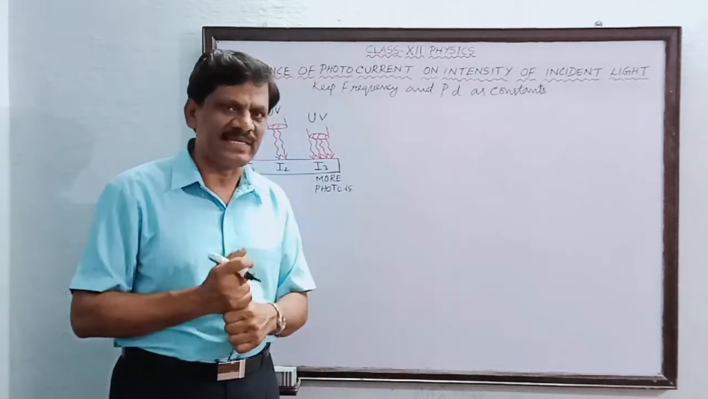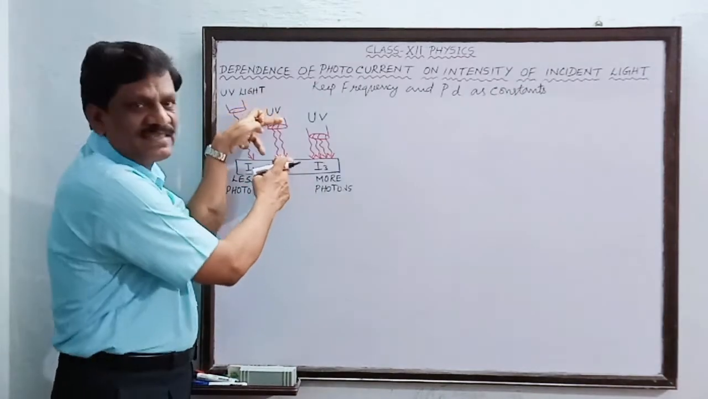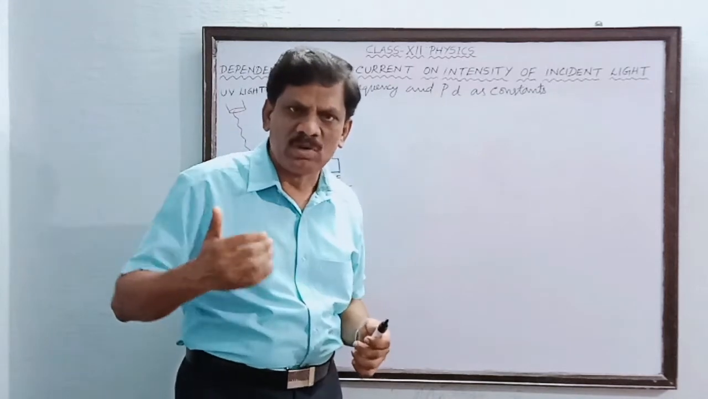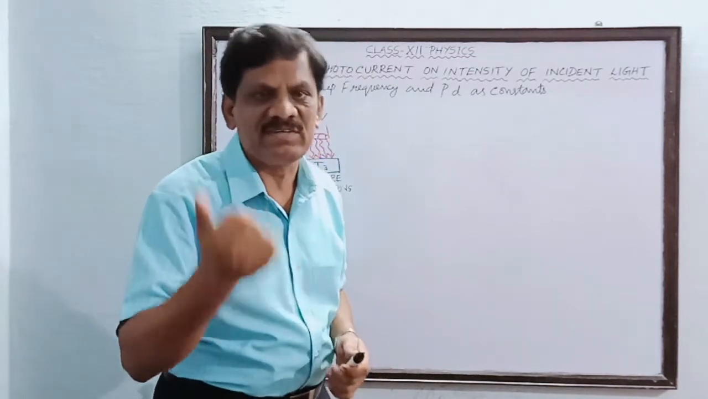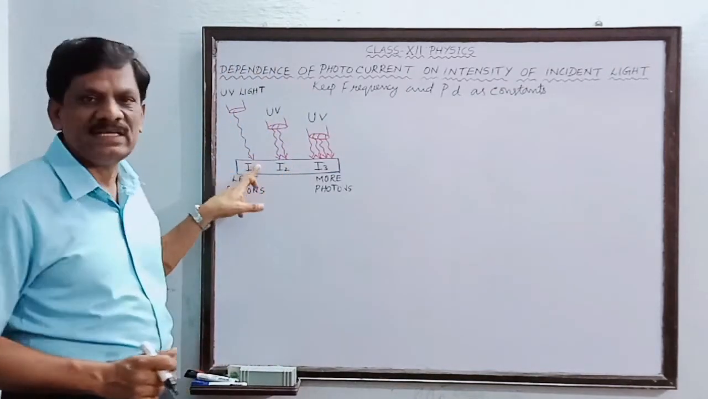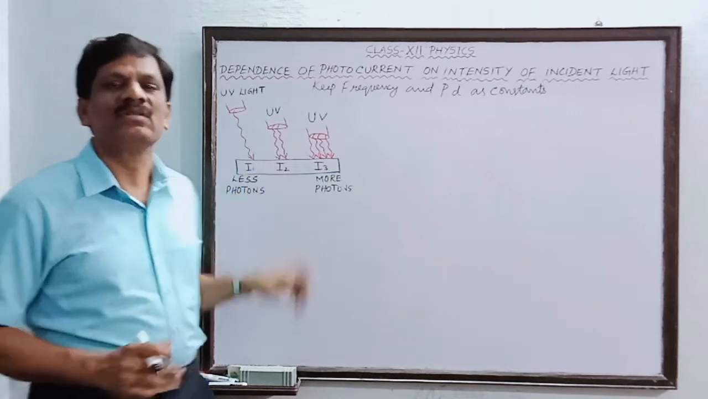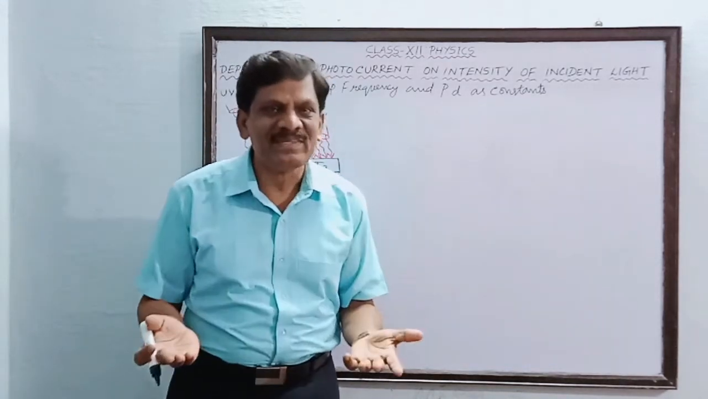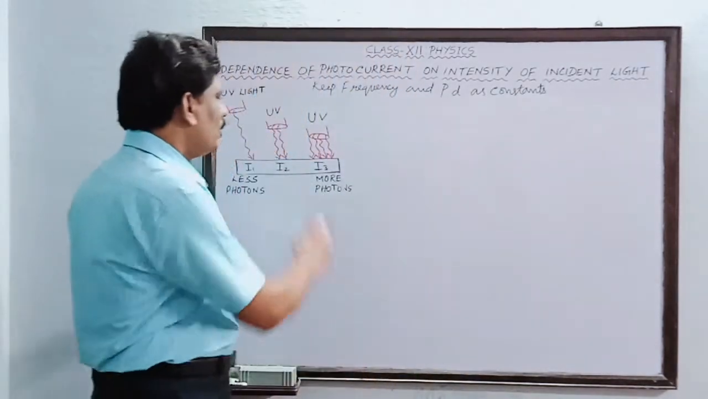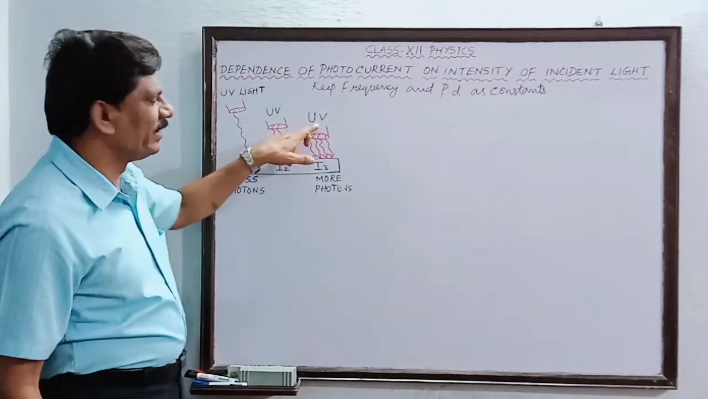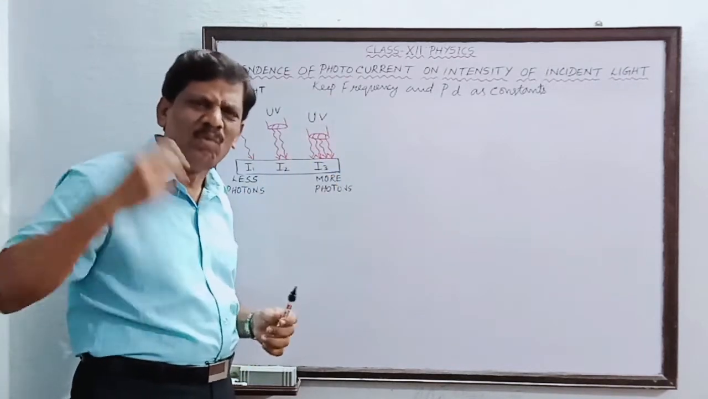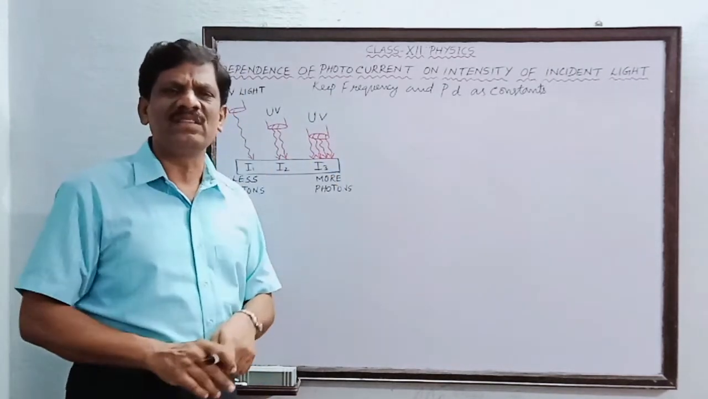In the next case you see here, I have reduced the distance. Medium distance I am keeping. Since the distance is shorter, within the same unit time, more photons will reach the metal surface, so the intensity I2 is greater than the intensity I1. But what about the frequency? Now also the same, because the source is the same ultraviolet source. Now the third case, I have kept the ultraviolet source still closer to the metal plate so that within a second more photons will be incident on the metal plate.